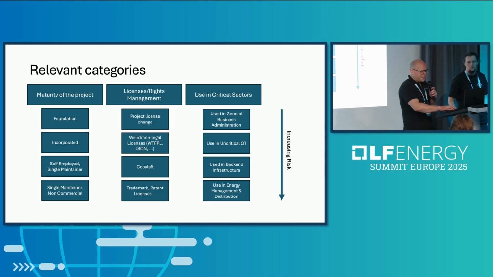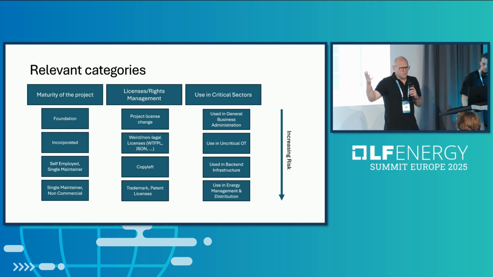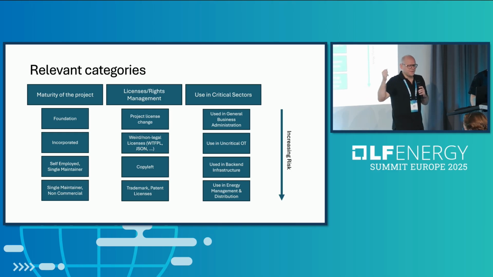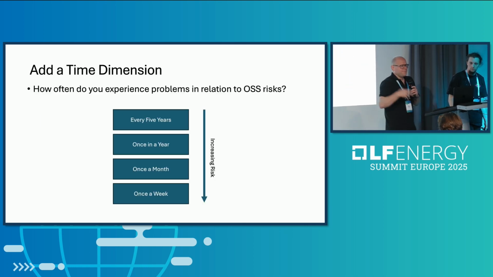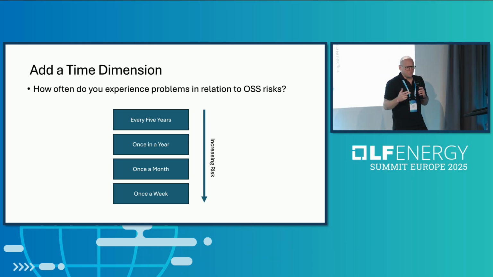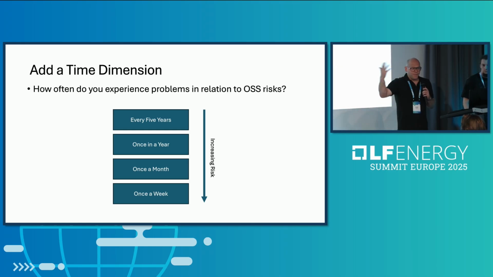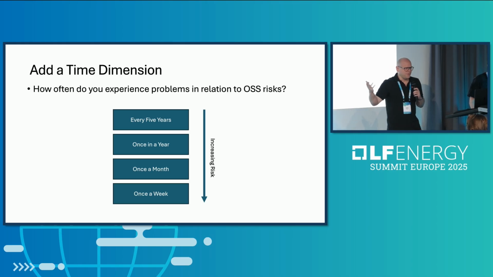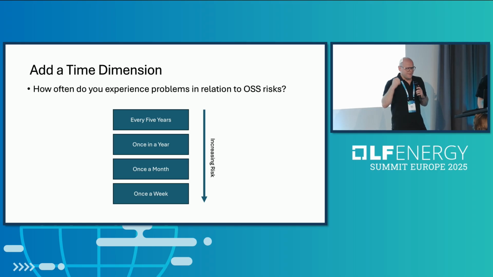So you have one dimension of risk. And as I said, you can and you probably should look at which categories are important for you in your business. These are just some examples or suggestions. And then you add a time dimension and ask, how often do I run into problems relating to the software I use and the things we mentioned? Is it every 5 years? Is it once a year, once a month, once a week? So you just add this number.